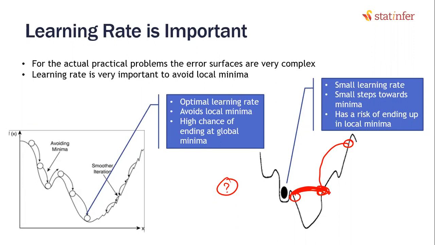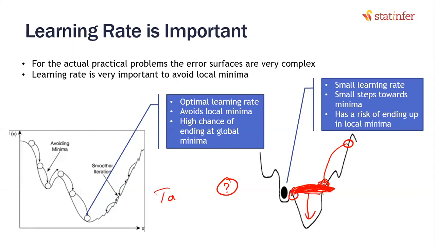We might even miss the global minima because the step size is so large that it doesn't have the scope to enter this. Do you agree with that point? At every point of time, you have to take such large steps, from here to here, here to here, that your algorithm will oscillate. After a point of time, it will oscillate between these two points. It will never reduce the error.